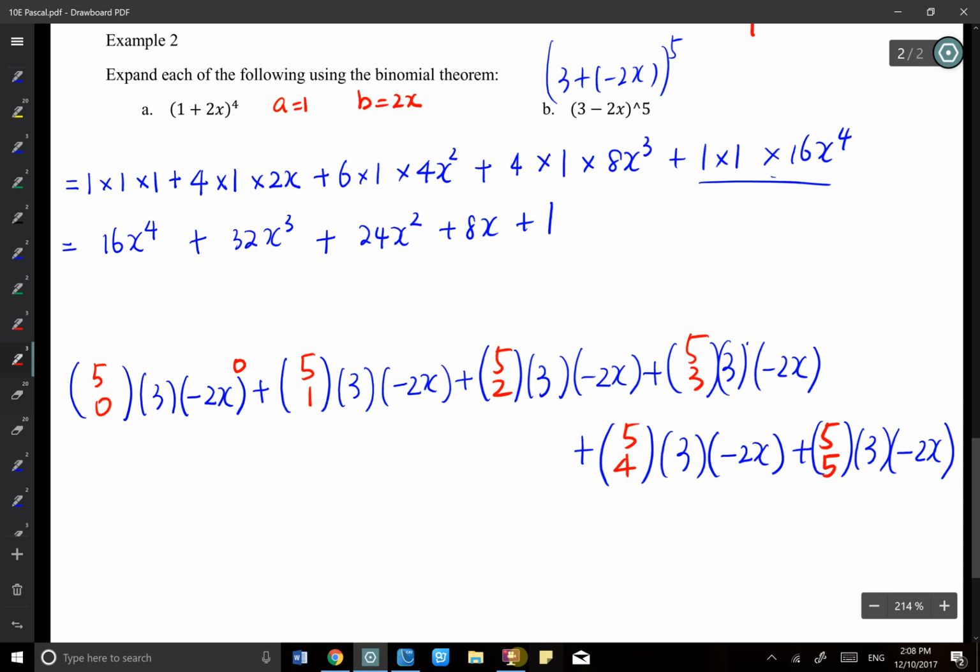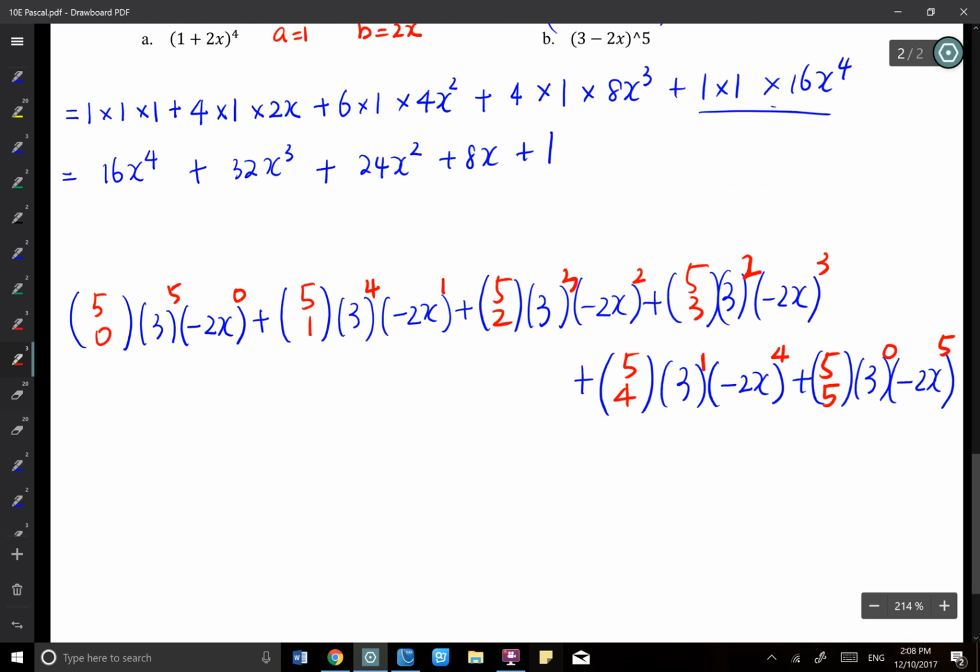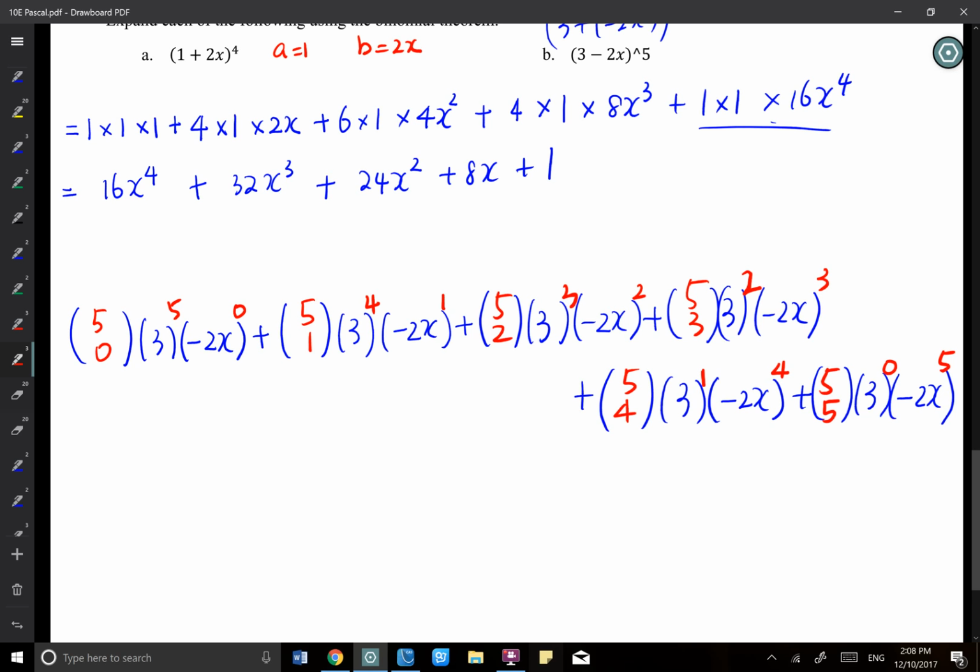Okay, so for the powers, 0, 1, 2, 3, 4, 5 and the other way round. Where's my 1? 1 is here, 2 is here, 3 is here, 4 is here, 5 is here. You need to check that the powers add up to give you 5. Okay, that's the expansion form.